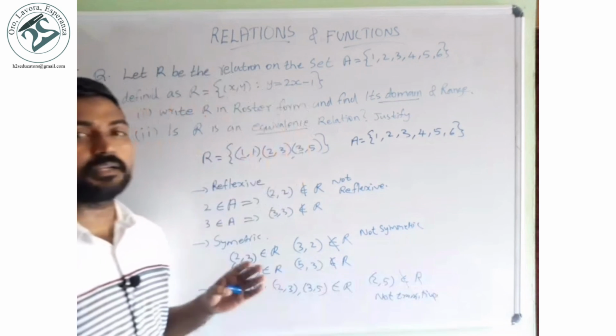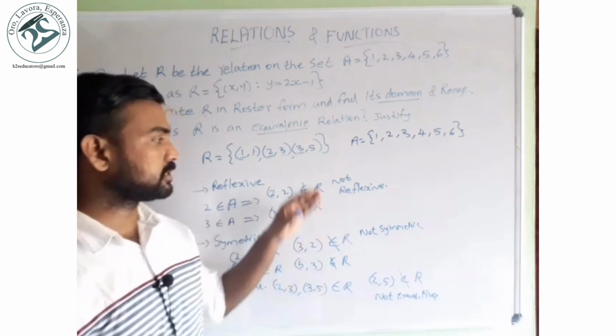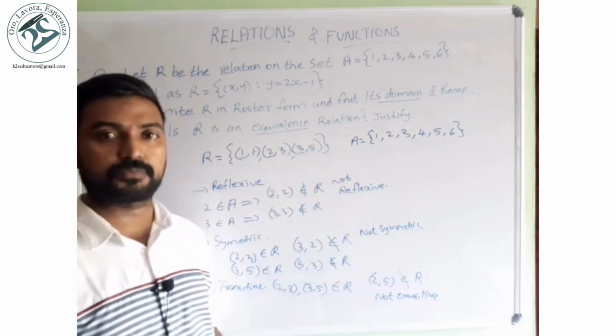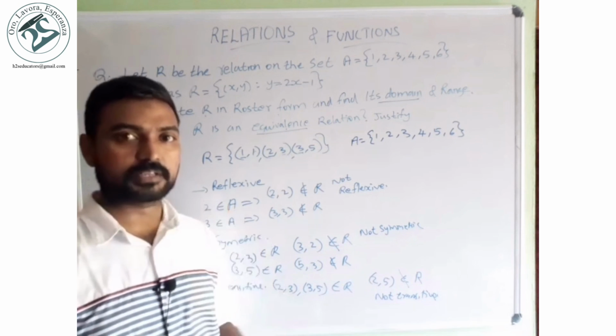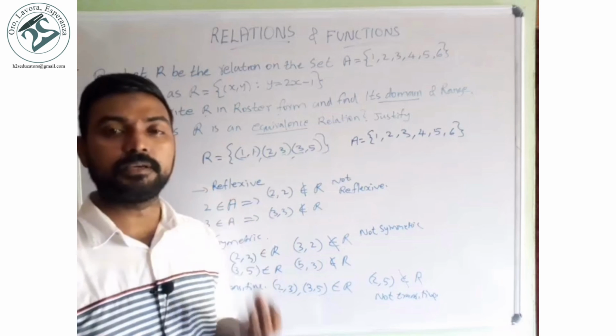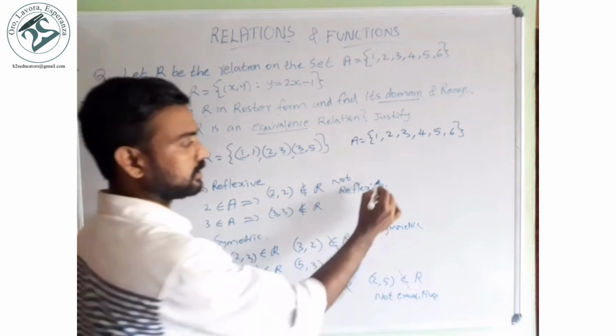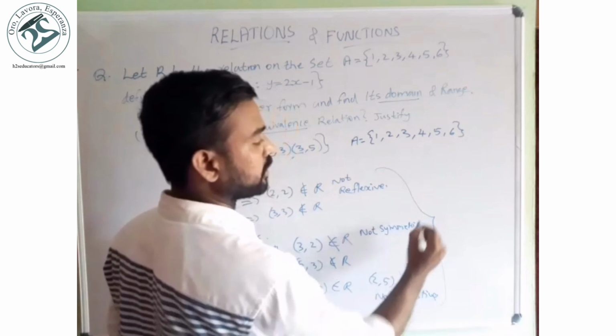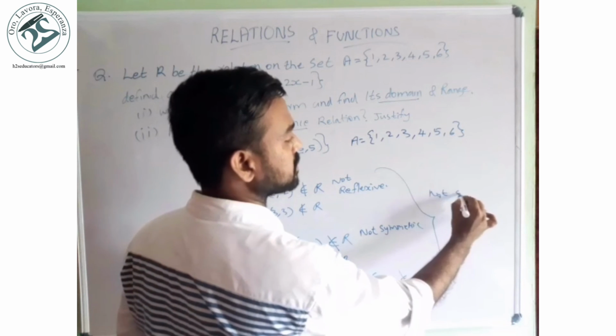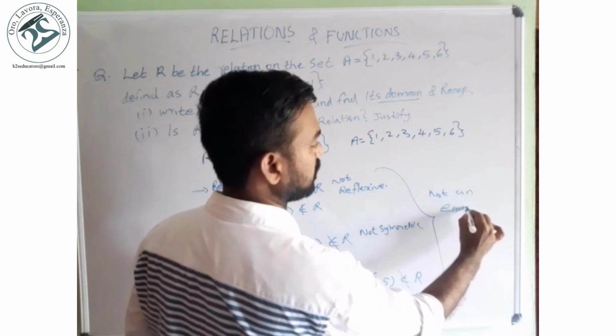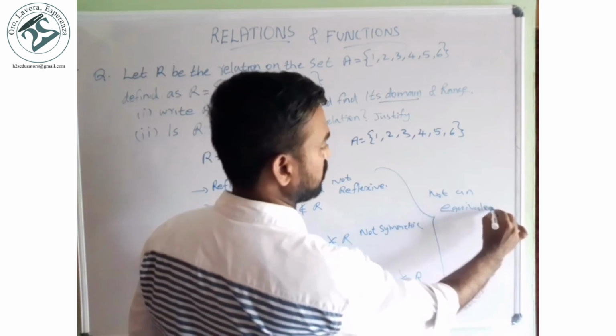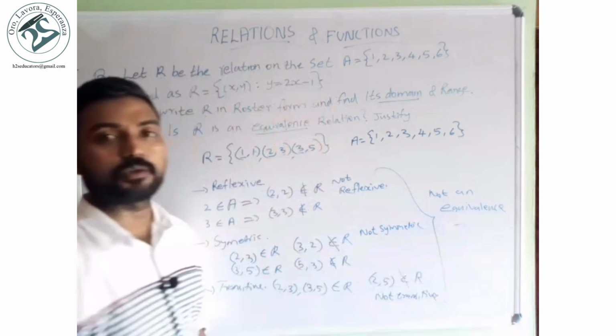So we have to understand that equivalence relation means all of these need to be satisfied. It should be reflexive, it should be symmetric, it should be transitive. But here nothing is satisfied, therefore it is not an equivalence relation.